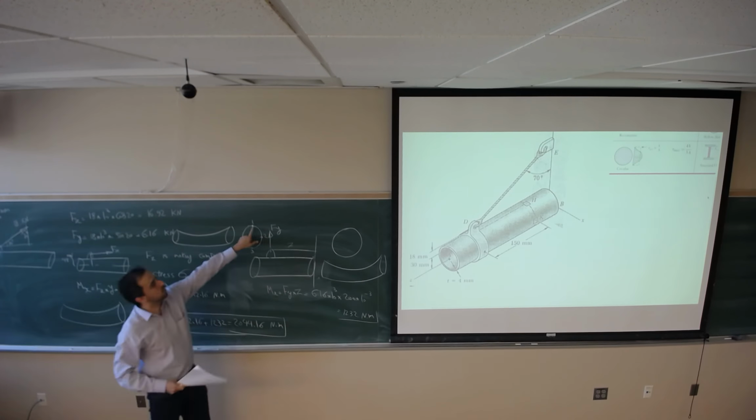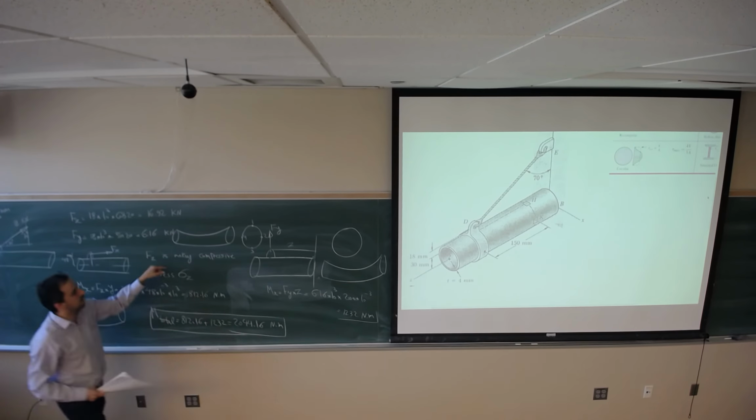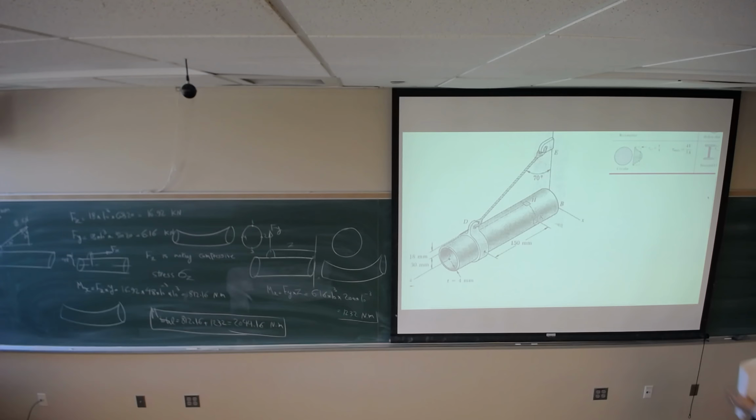So basically point 1 is going to be the critical point because it's going to add up to the stress coming from the axial load. So point 1 is the critical point at critical section B.